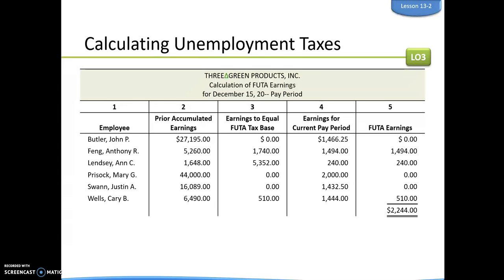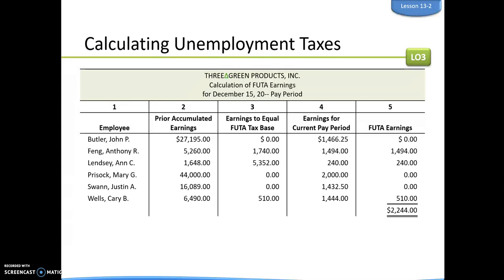For the next employee, their prior accumulated earnings was $5,260. The earnings to equal the federal unemployment taxable base is $1,740. The earnings for the current pay period is $1,494. So that total amount of $1,494 is put into the federal unemployment taxable earnings column.